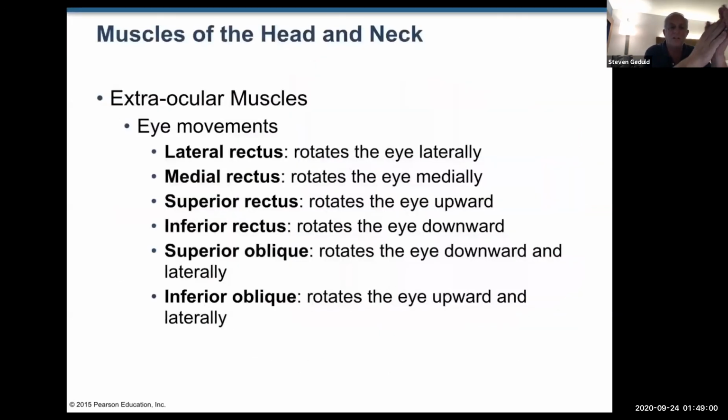All right, so the lateral, this is just what we talked about. Same stuff we've done, except now it puts it out in English words. So the lateral rectus rotates the eye laterally. Medial rectus rotates it medially. The superior goes up, inferior goes down.